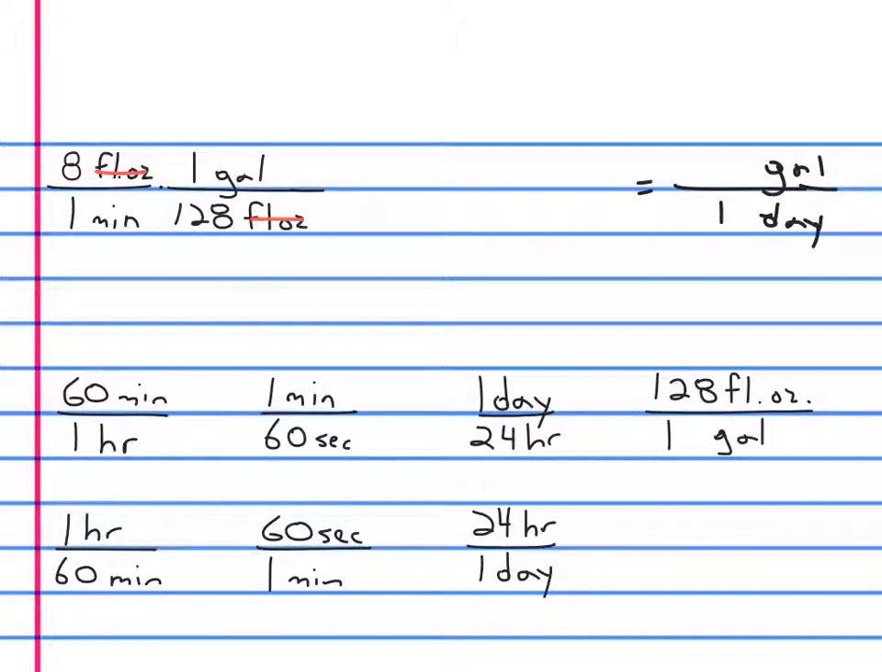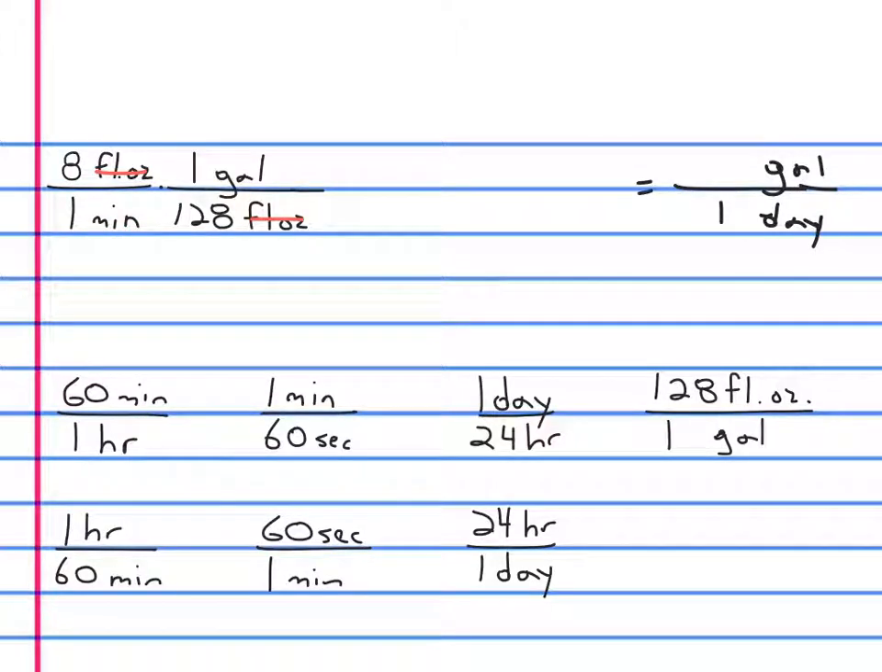Now we need to convert this. So by the way, we describe fluid ounces and gallons as capacity or volume units, right? That's how much a container can hold, or how much volume or how much liquid. This is time. We've got minutes. We're trying to switch it to days. So let's do the switch from minutes first to hours, and then we can go from hours to days.